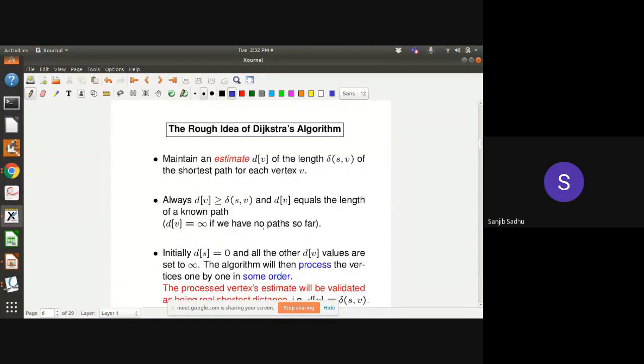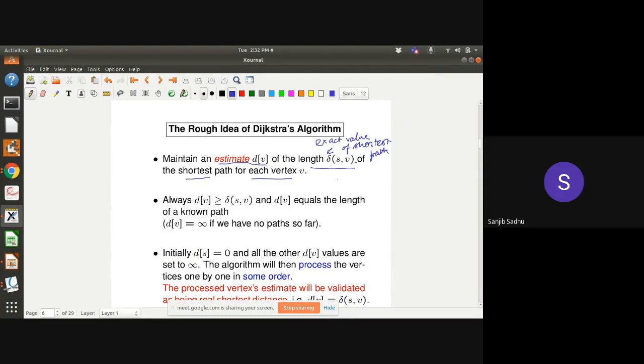So what is the rough idea of Dijkstra's algorithm? We will maintain an estimate distance dv of the length delta sv of the shortest path to each vertex. Please remember, delta means exactly the shortest path, the exact value of the shortest path from S to V, and we are taking the help of dv. What is dv? dv means the distance from S to V, and we will update it.